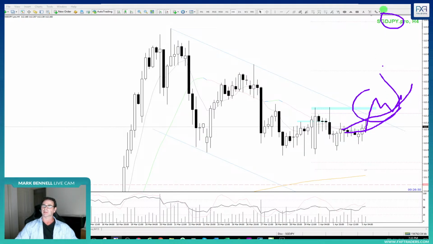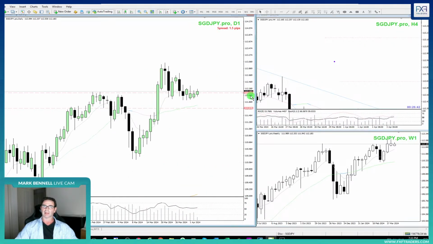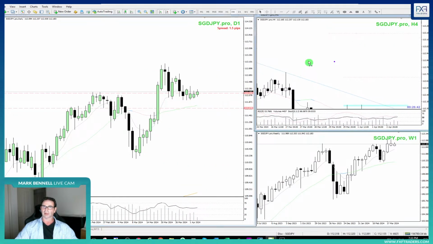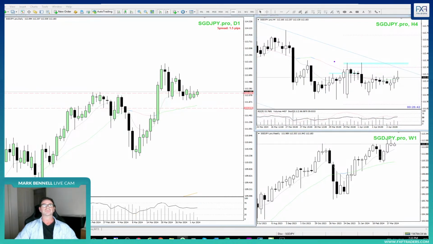All right? So Singapore yen is worthy of putting on the list for a long. All right, it's still long on the daily. Look, nice push and pullback, very similar to what we saw on some of the other charts. Singapore yen.